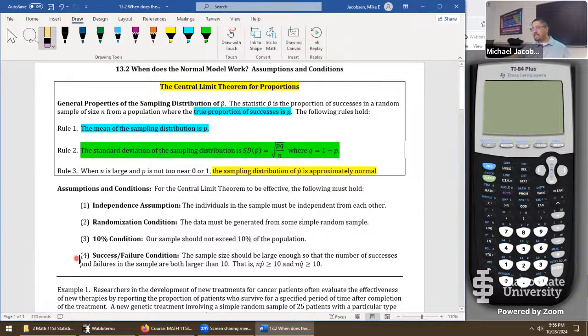And finally, the success failure condition is the one that we can really check the most. So in a real quiz problem, in a real exam problem, you're really going to do majorly these parts here. So these are the major parts that we can actually check. And it says here, the sample size should be large enough so that the number of successes and failures in the sample are both larger than 10. And let me change the wording here. Let's say larger than or equal to 10. That was written in kind of a weird way. We're trying to allow 10 itself to work.